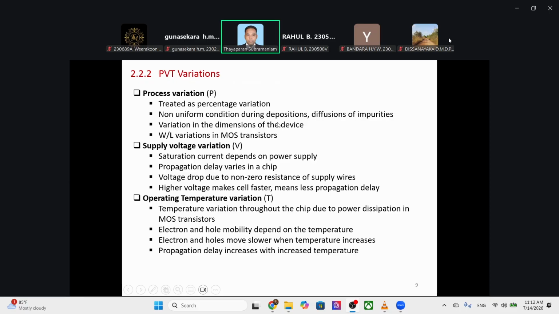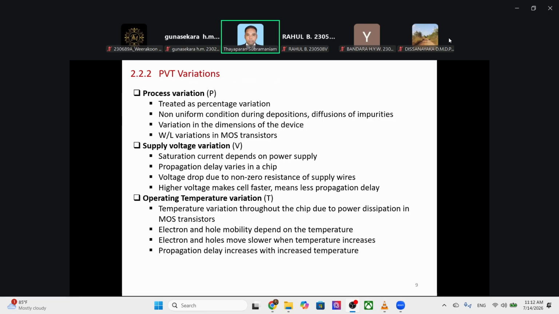Non-uniform condition during diffusion of impurities. This is depositing layers. Non-uniform condition, that's what I mentioned: light intensity, chemical density variations, all included here. Variation in dimensions of the device.